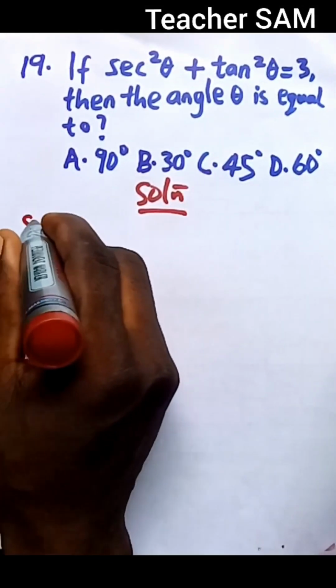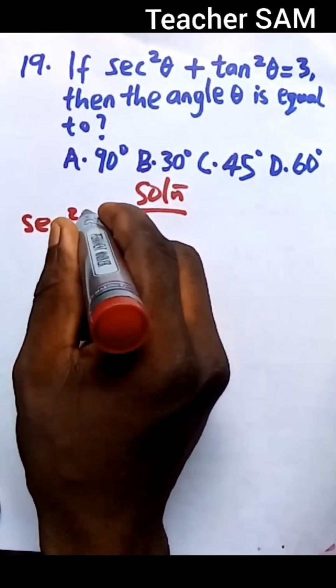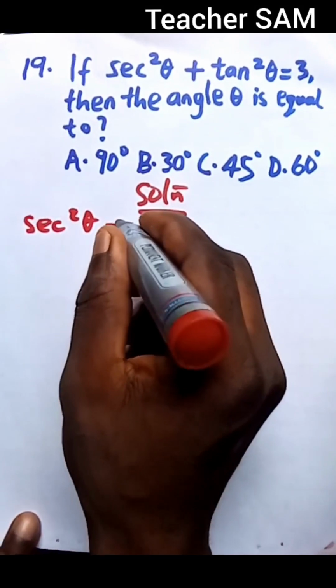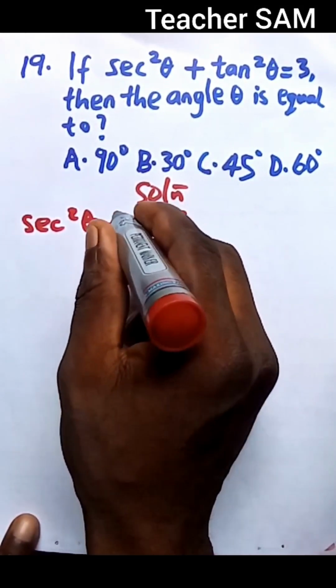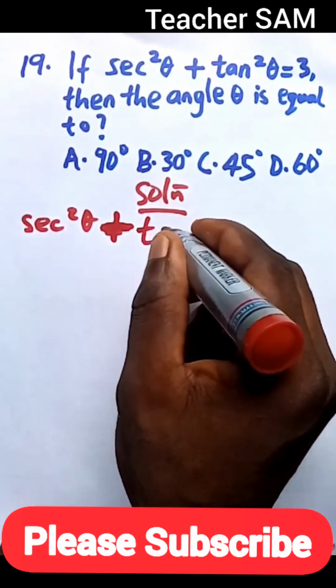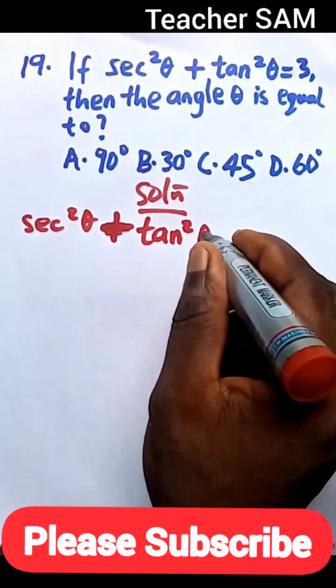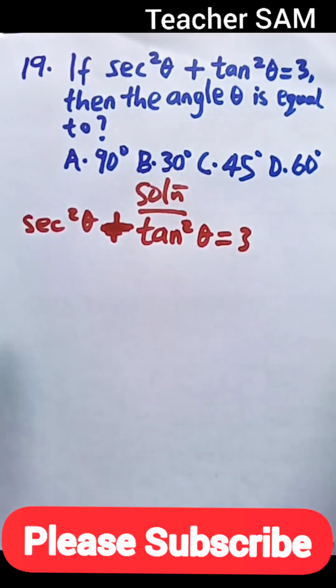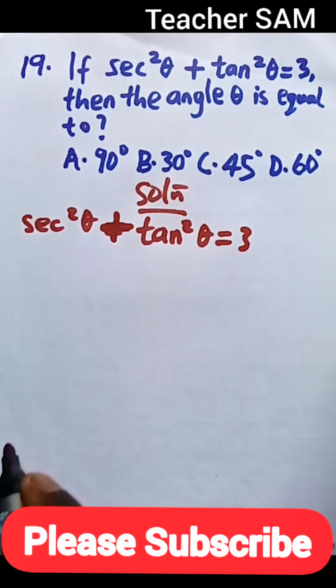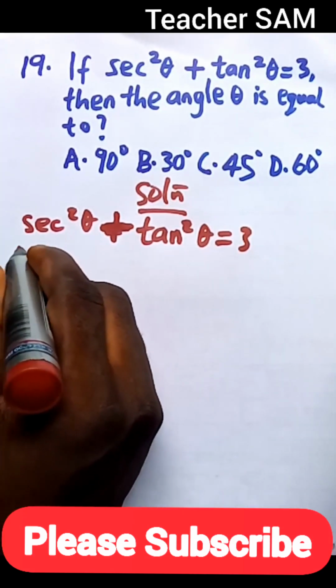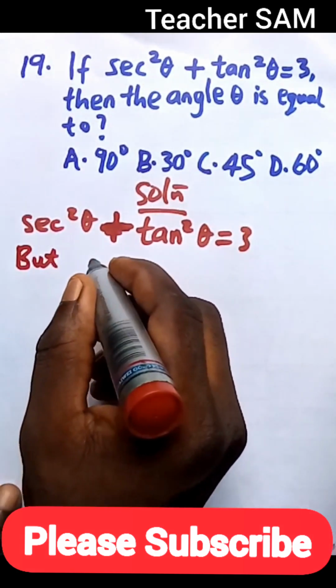Now, we were given sec square theta plus tan square theta to be equal to 3. So we're given sec square theta plus tan square theta to be equal to 3. Now, I'm going to bring in something here. If you're familiar with trigonometry functions, you must have come across this particular function.